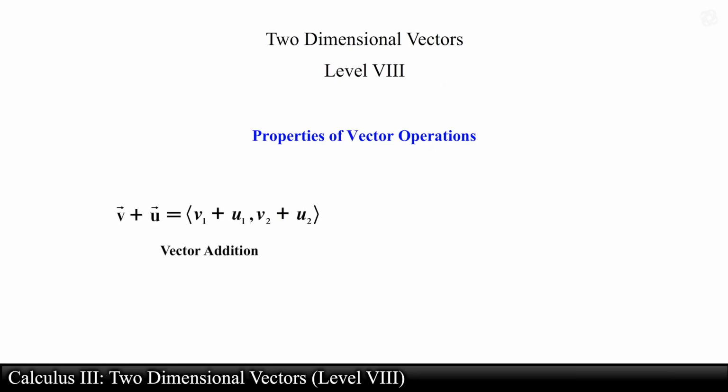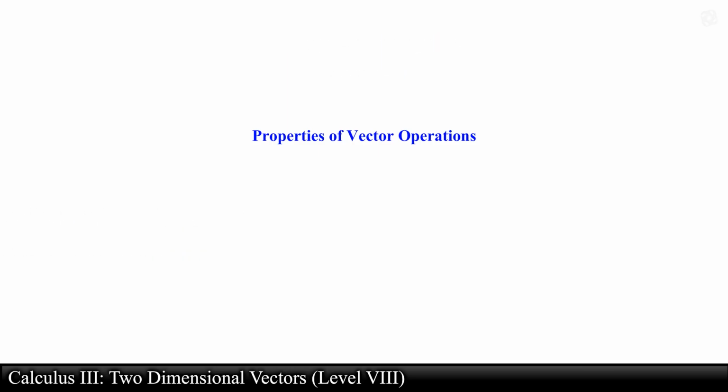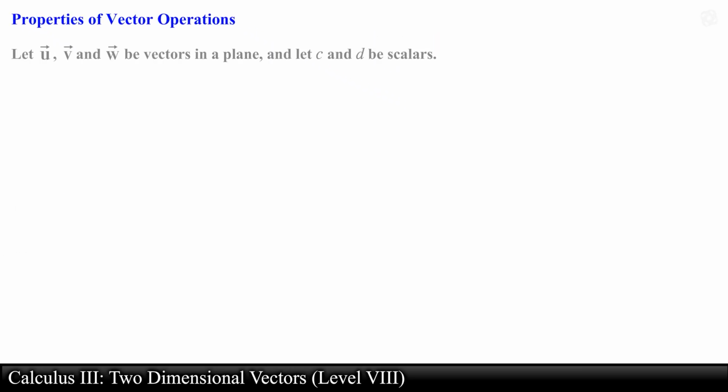Two-dimensional vectors, Level 8. In this video, we're going to cover properties of vector operations. It turns out that vector addition and scalar multiplication share many properties of ordinary arithmetic. The following are properties associated with vector operations. Let u, v, and w be vectors in a plane, and let c and d be scalars. Then we can express the following properties as follows.